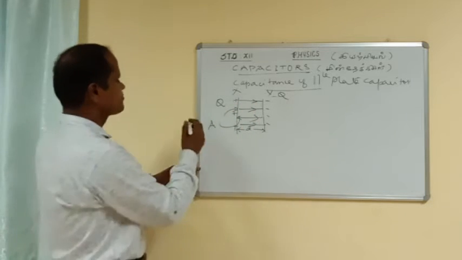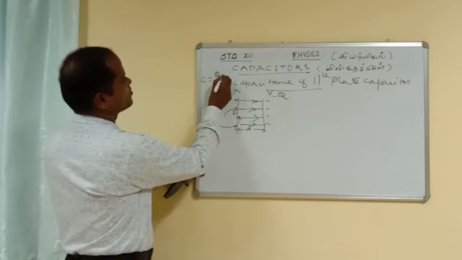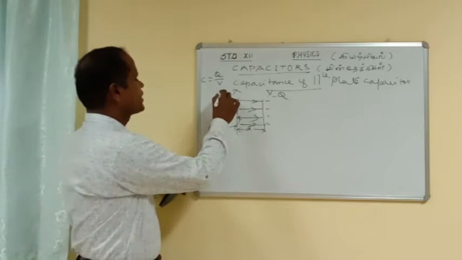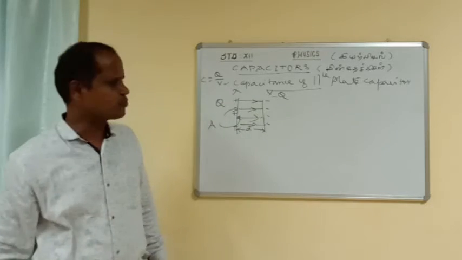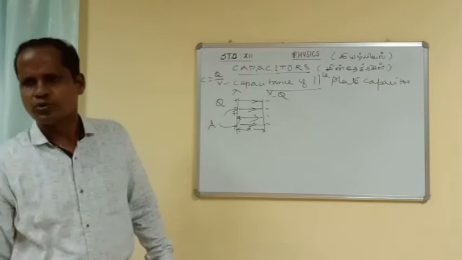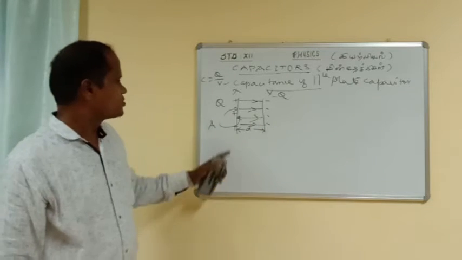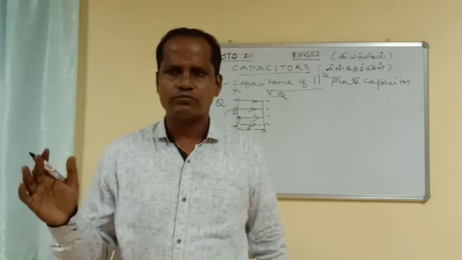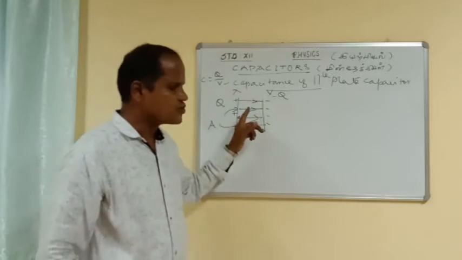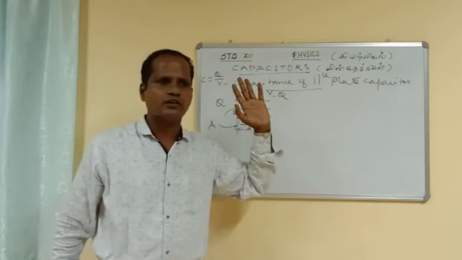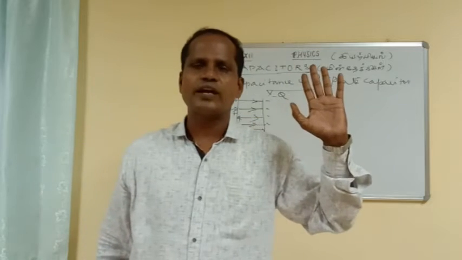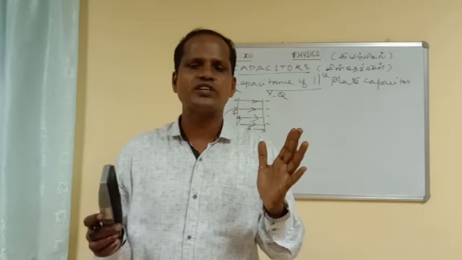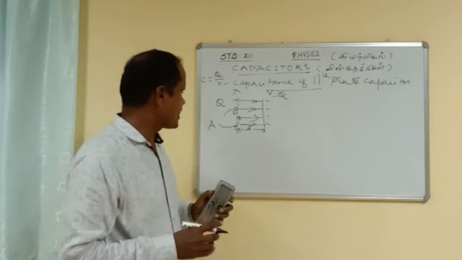So you know the general formula. C is equal to what? Q by V. So first we have to find the V value. What is the potential difference between these two? These two plates are parallel plates of equal area, so the field will be uniform. Already we have seen the expression for the electric field at any point between two parallel infinite plane sheets using Gauss law.